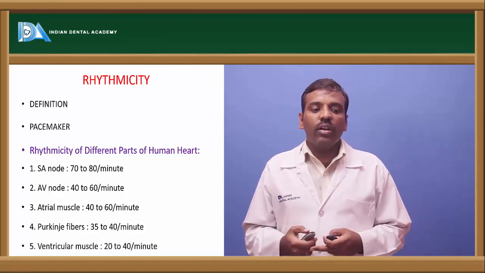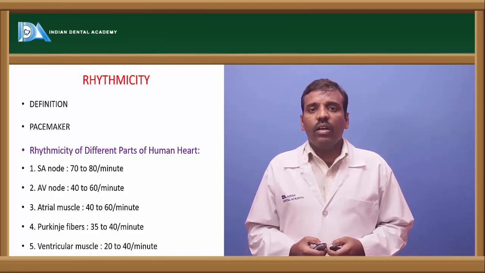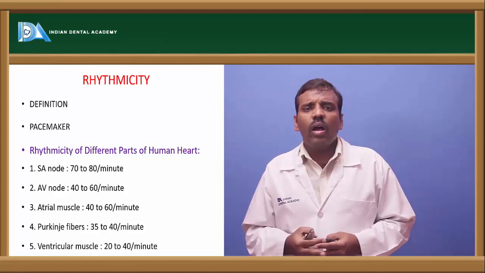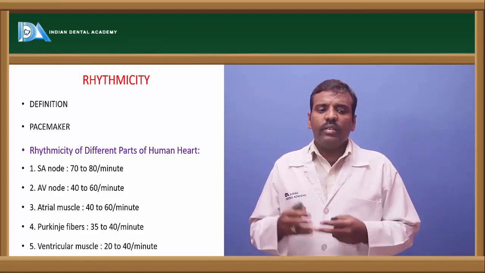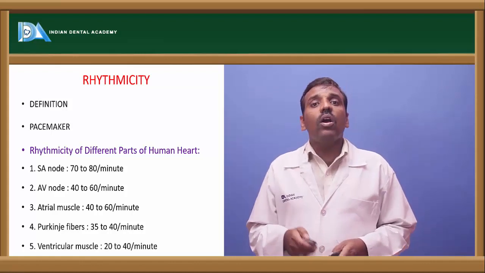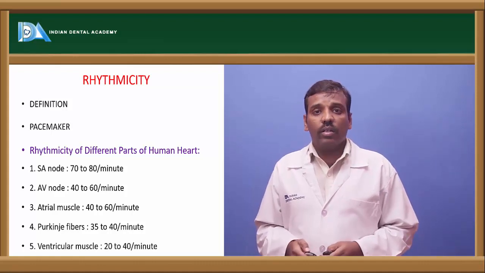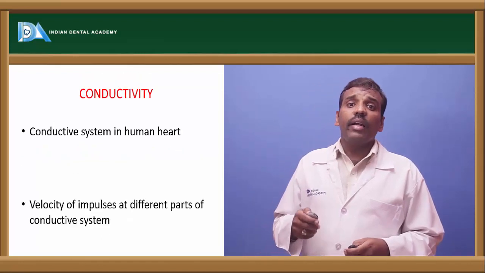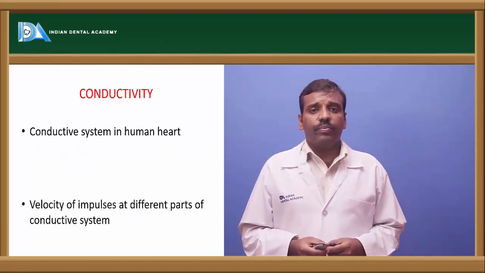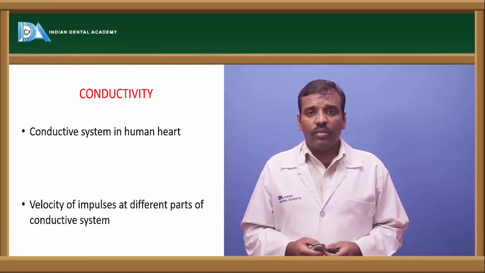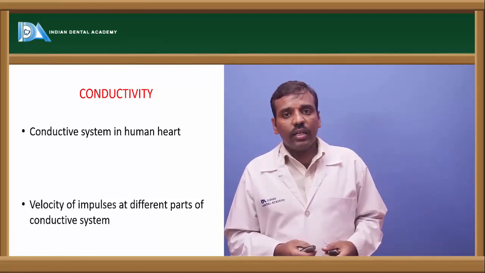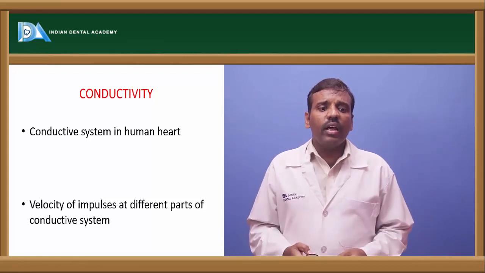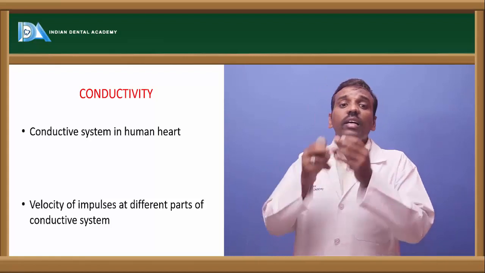And next one is the ventricular muscle. If the ventricular muscle becomes the pacemaker when all the above four are not working at all, then the heartbeat is about 20 to 40 beats per minute. And next one is conductivity. Other properties are excitability, rhythmicity, and the next one is conductivity. If you see this conductivity, it is a system.